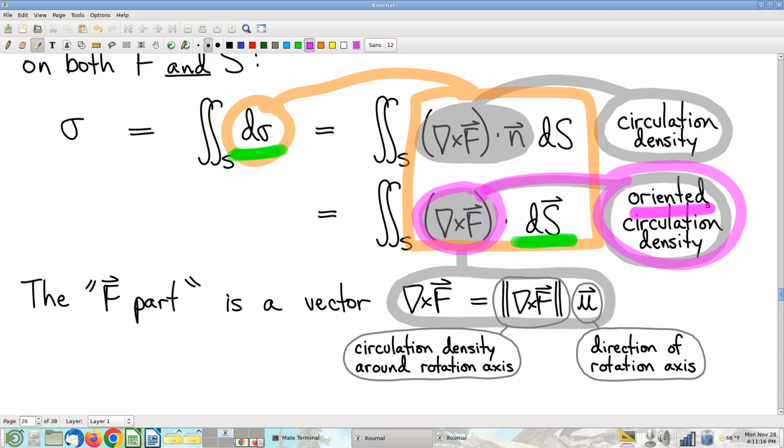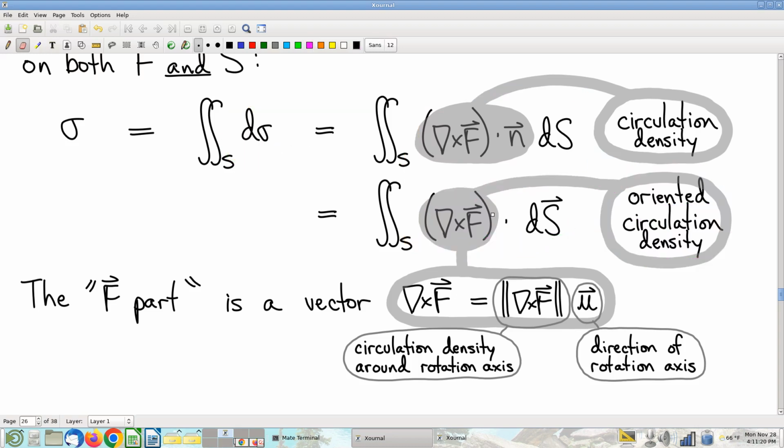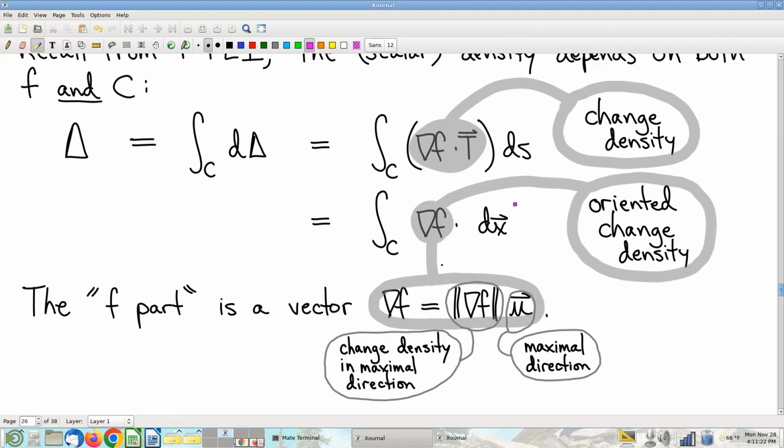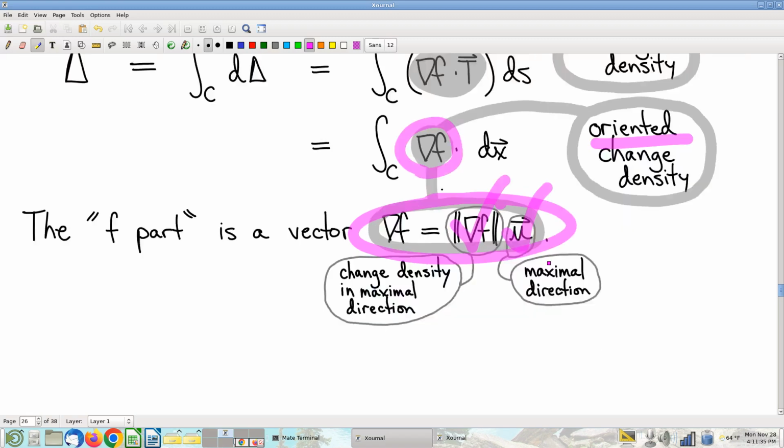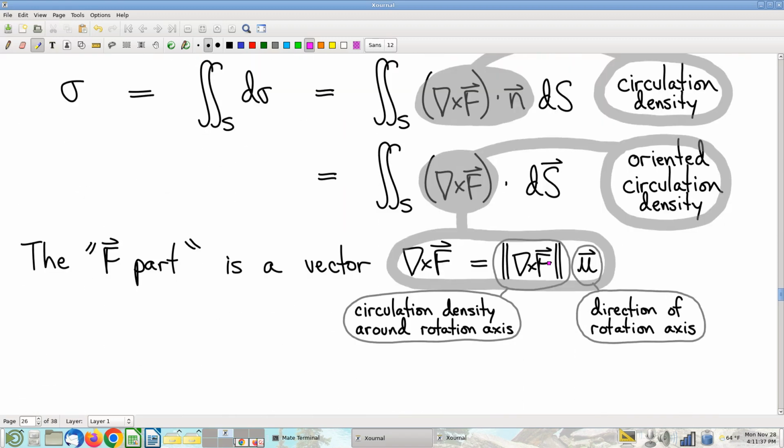Okay. By analogy with what we have up here. Remember, our oriented density there, we broke it down into a magnitude and a direction, and we recognize that the magnitude has a natural meaning and the direction has a natural meaning. I claim something very similar is going to happen here as well. Curl, also, you can break that down as a magnitude and a direction. And they both have a natural meaning.